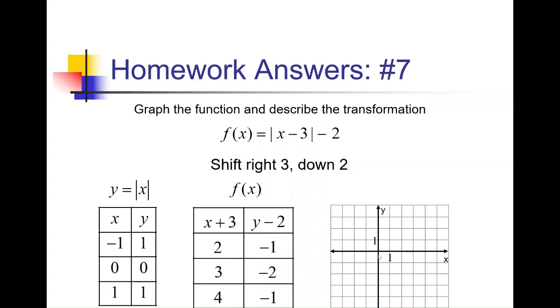Graphing those out, we have 2 comma negative 1, 3 comma negative 2, and 4 comma negative 1. Gives us a little v shape that has been shifted.